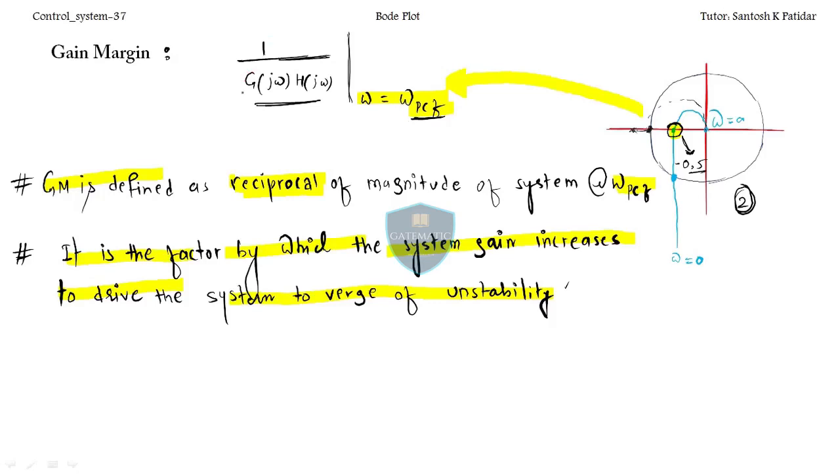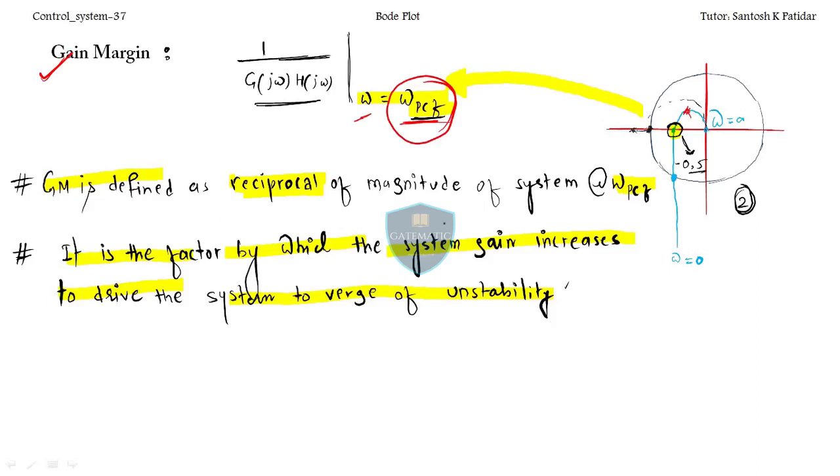The gain margin is given by this formula mathematically, that is the reciprocal of the magnitude of the plot of the system at omega PCF. This one is very important. Omega PCF is nothing but the frequency at minus 180 degree phase. Whenever the phase plot of the given system is cutting the minus 180 degree, at that point only we are considering the gain margin. At that point, that frequency we call the PCF, isn't it? So that's why omega should be omega PCF.